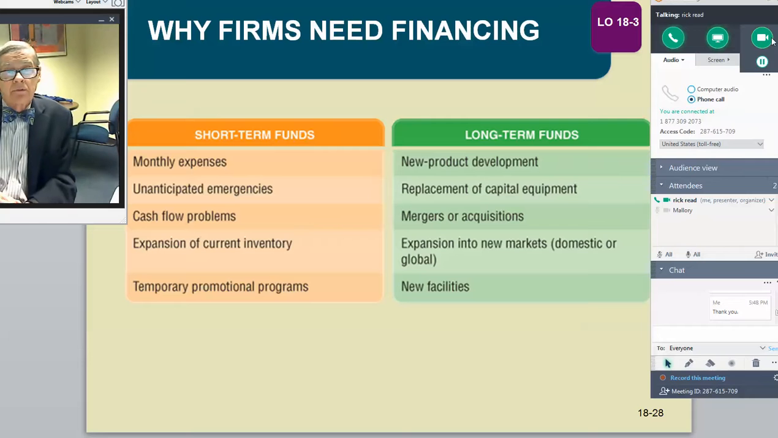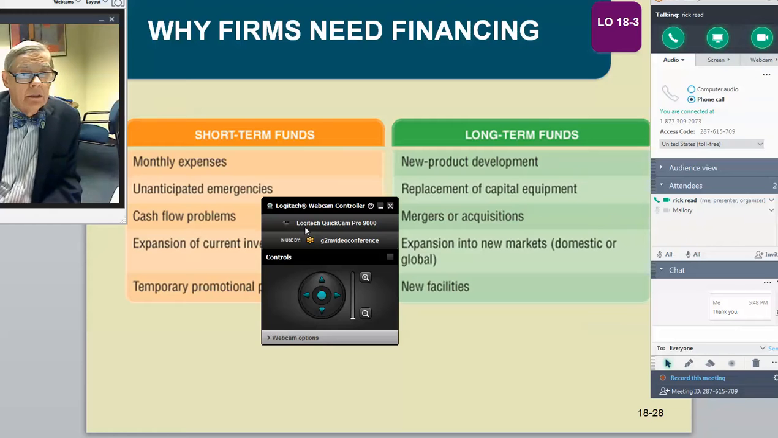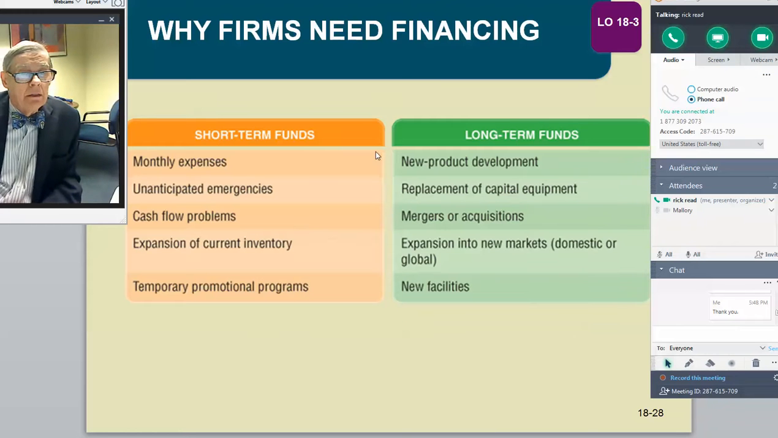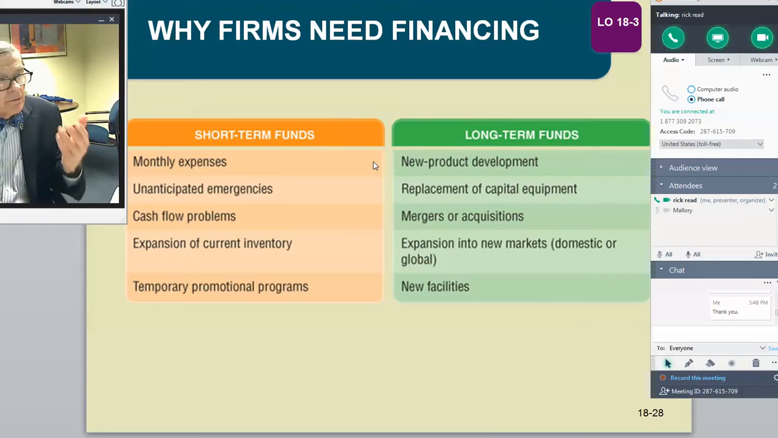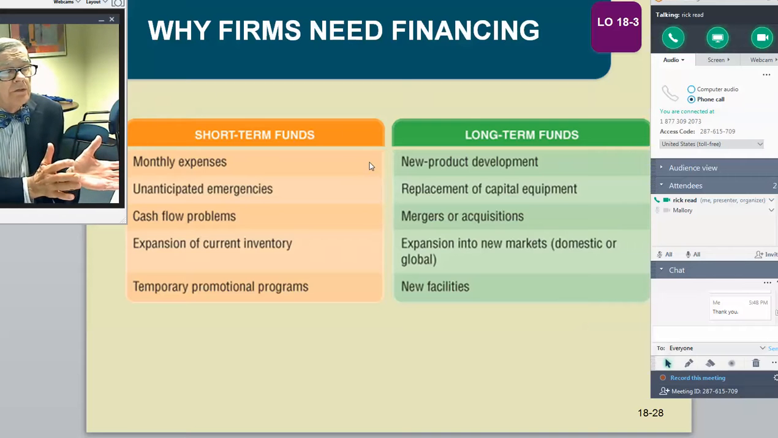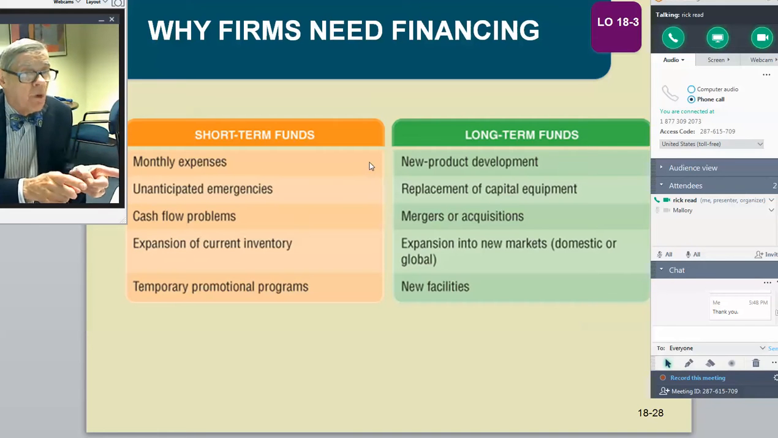Long-term, replacing capital equipment. We might want to merge with somebody. We might want to acquire somebody. New facilities, etc. So those are things that we need. Those are big ticket items, if you will, looking on the right-hand side of the screen as you look at it, whereas the other ones on the left-hand side are not as big a ticket items. That's not meant to diminish their importance. They're just not big ticket items.